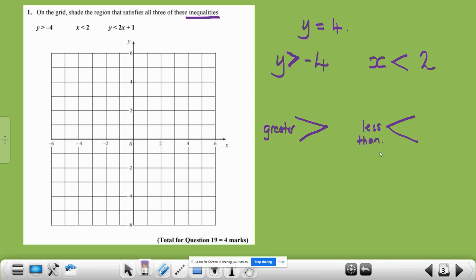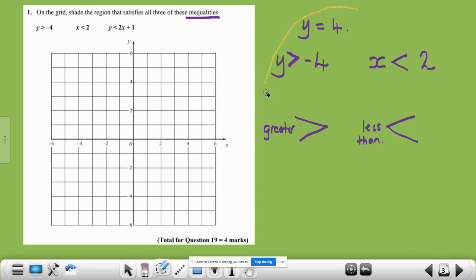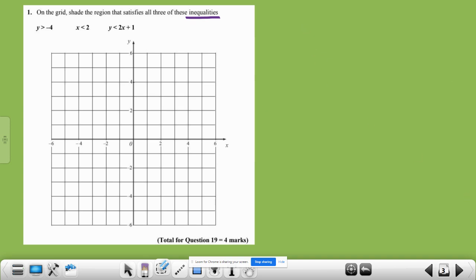Okay. If you need more help on that, there will be other videos. The focus here is on showing regions using inequalities. I'm just going to wipe that board and then we'll go back and see what we do here.